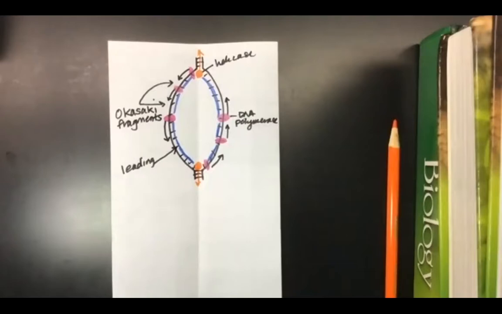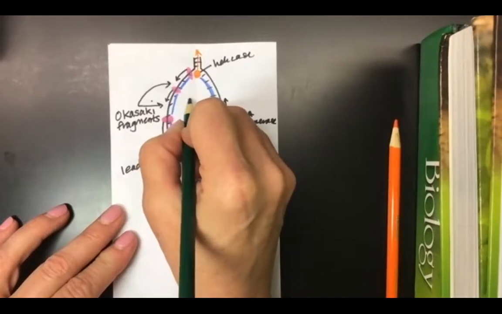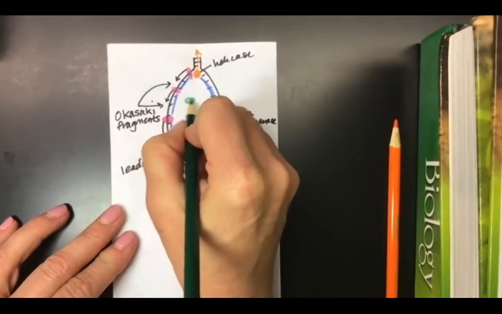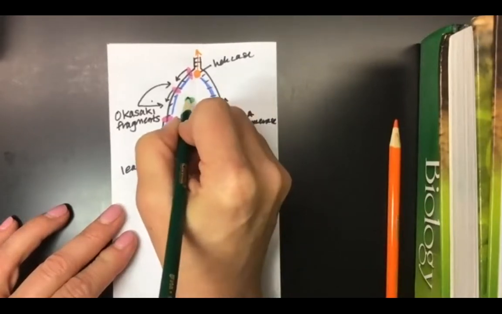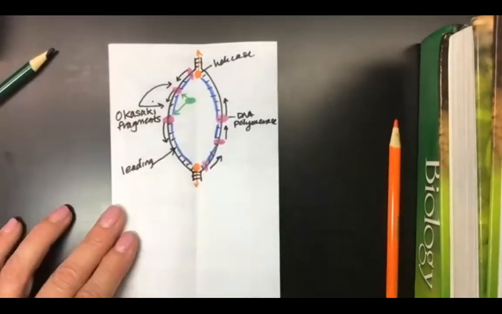They are little pieces. Okay? And those little pieces are going to need to be glued together, right? They're going to need to be glued together. So we're going to use, which color? I'm going to use the green color here. So this guy, ligase, I'm just going to draw him here. He is going to glue the pieces together.